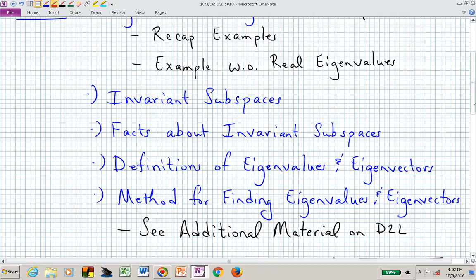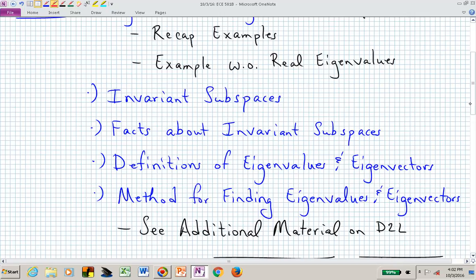Then we will look at definitions of eigenvalues and eigenvectors, and I may post some additional material on a method for finding eigenvalues and eigenvectors in general. We'll look at some of those processes in today's class, but we won't talk about it necessarily in general.